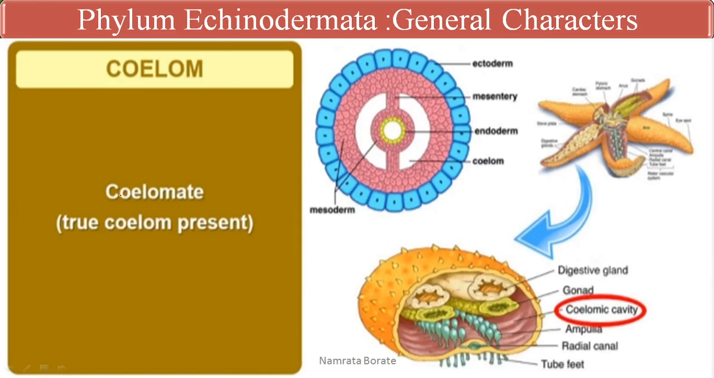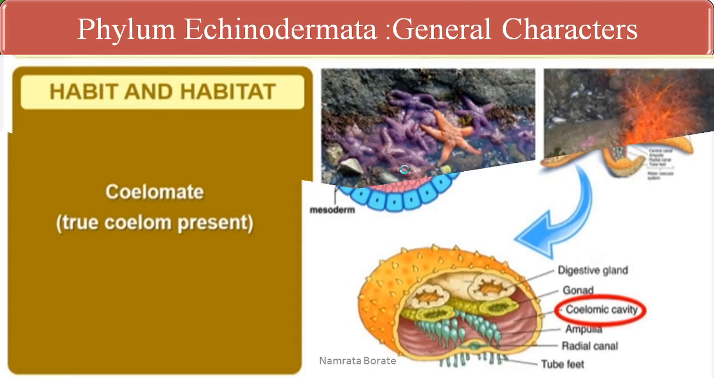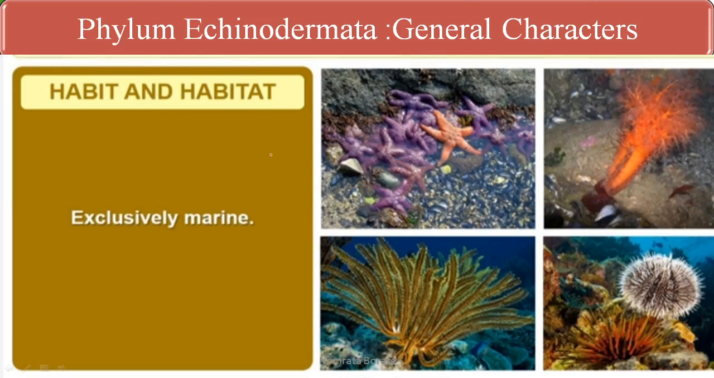Next, it shows the true body cavity. That is, the organisms are coelomate. The cavity is present between the body wall and the alimentary canal. Next, about the habit and habitat, they are mostly or exclusively marine organisms.